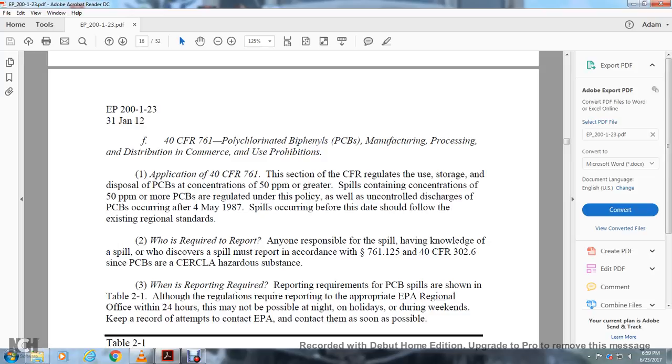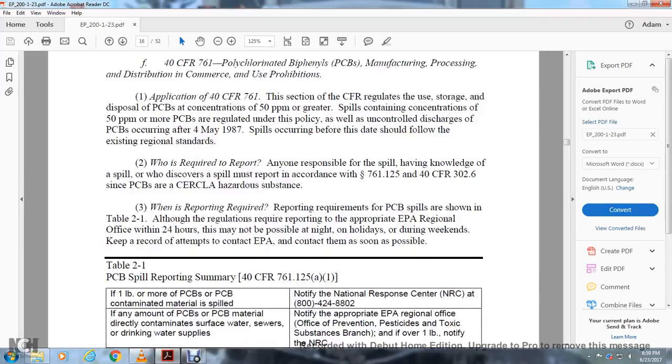When reporting is required, the reporting requirement type is shown with the Title 1, although the regulations require reporting to the appropriate Environmental Protection Agency regional office within 24 hours. It may not be possible on holidays or during weekends. Keep the records on file for the Environmental Protection Agency. Contact them as soon as possible.